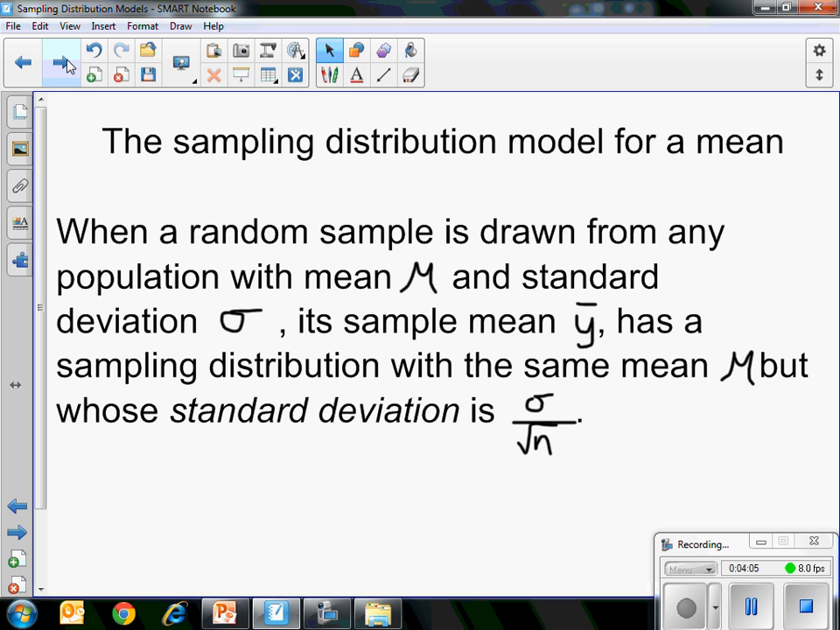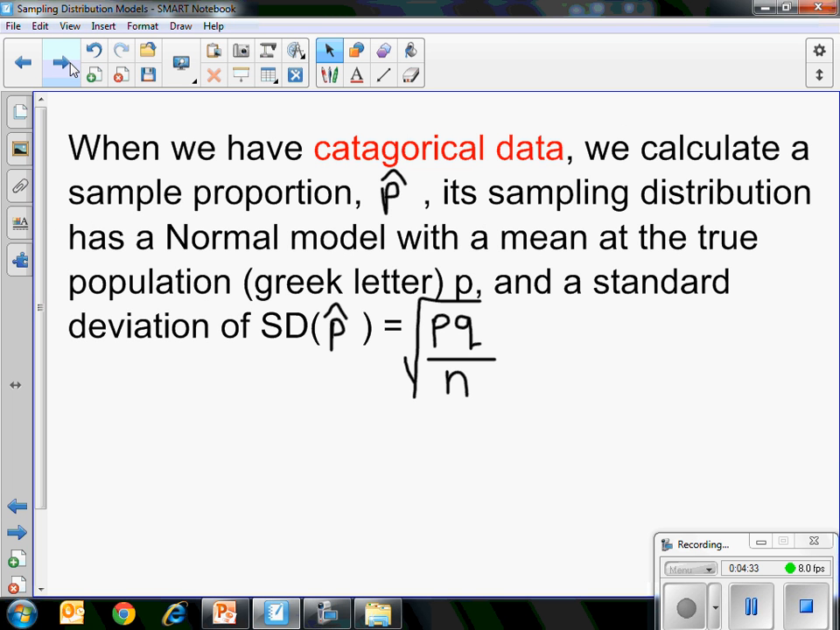Sampling distribution model for a mean as well. When a random sample is drawn from any population with a mean mu and a standard deviation of sigma, its sample mean y bar has a sampling distribution with the same mean, but whose standard deviation is sigma divided by the square root of n. And again, this is quantitative data. So let's take a look at the difference.